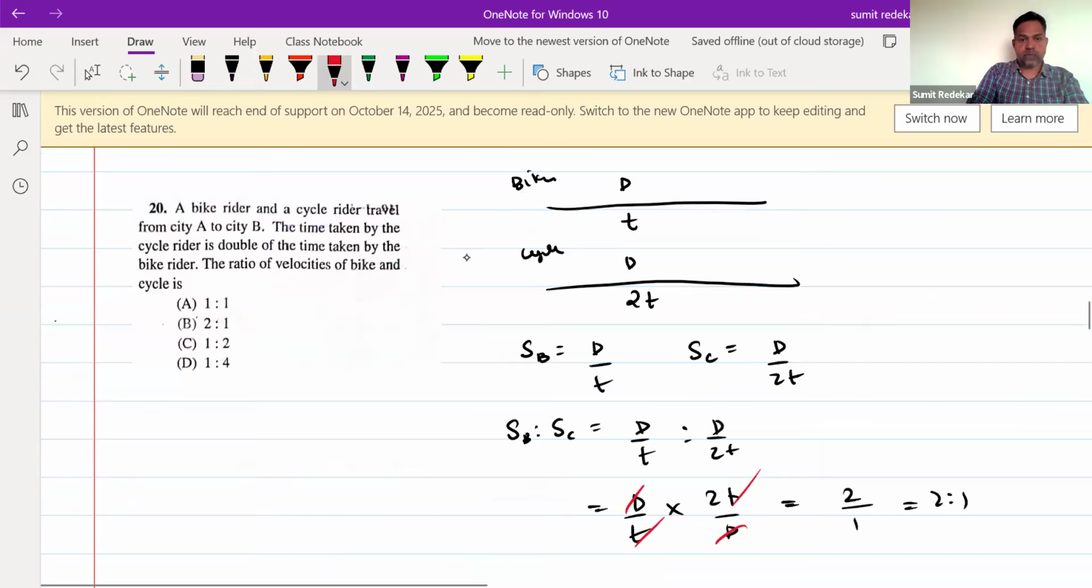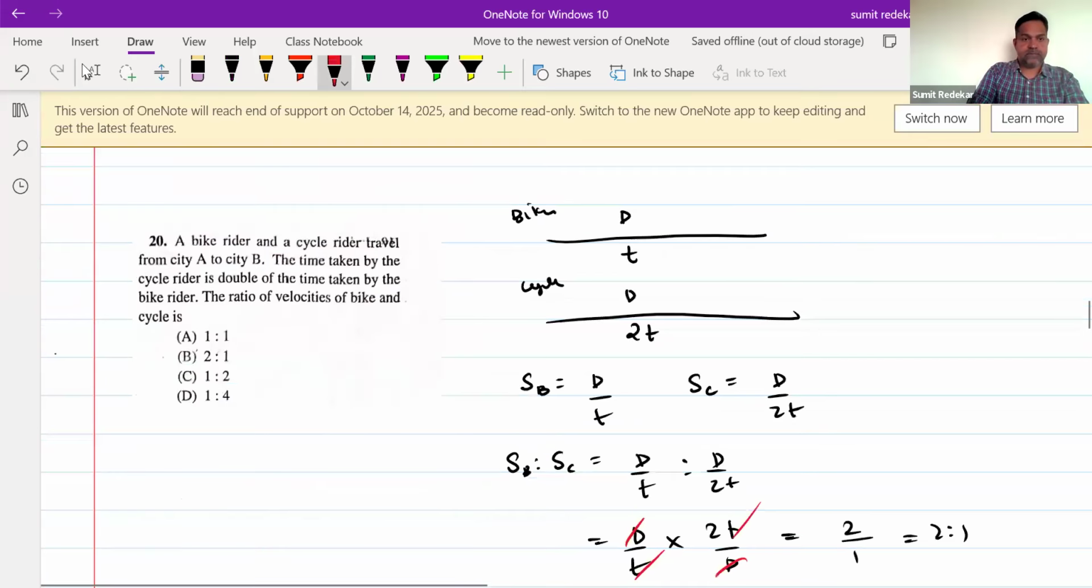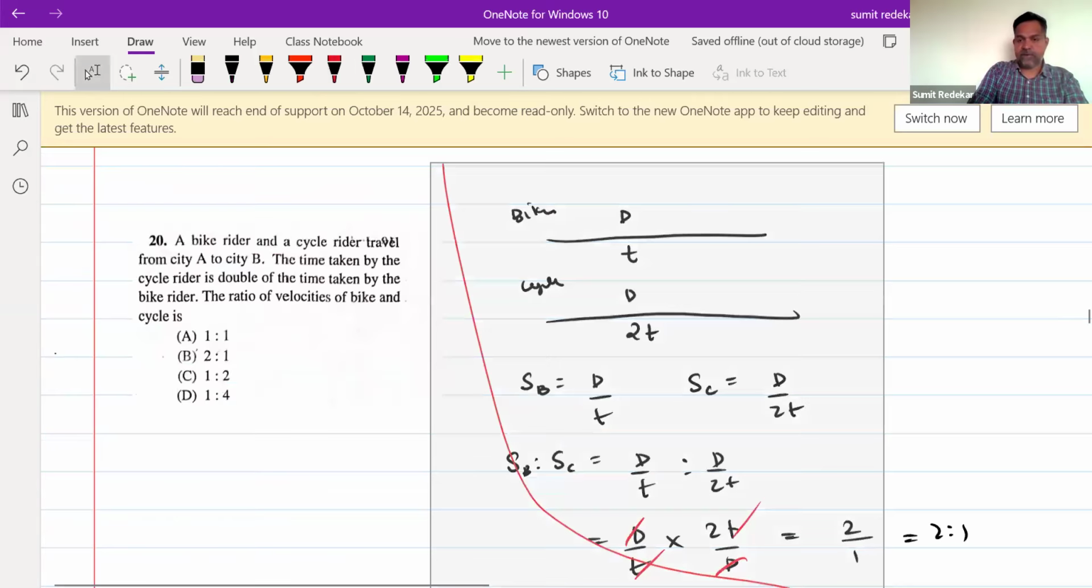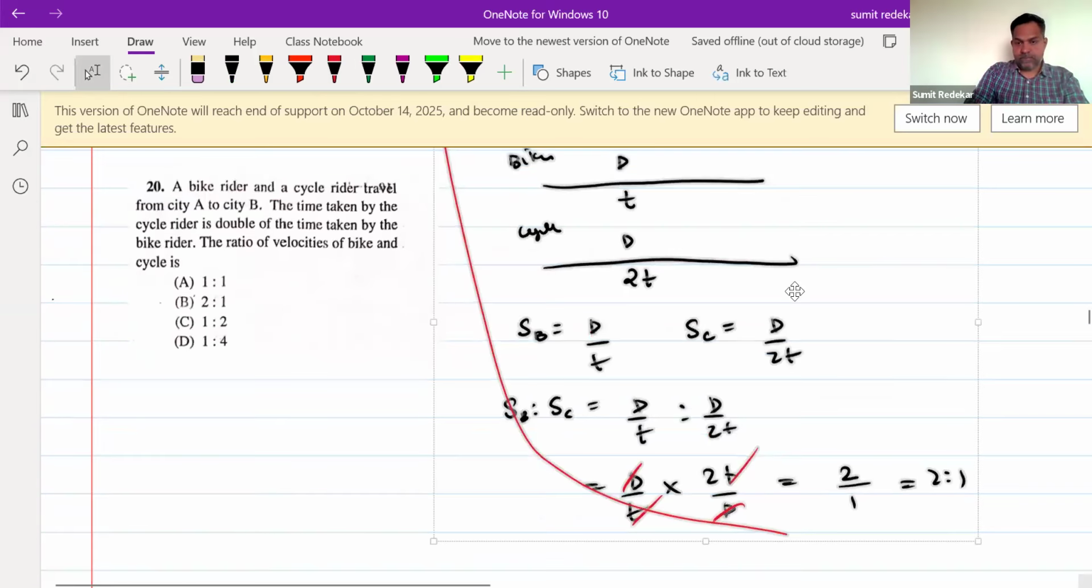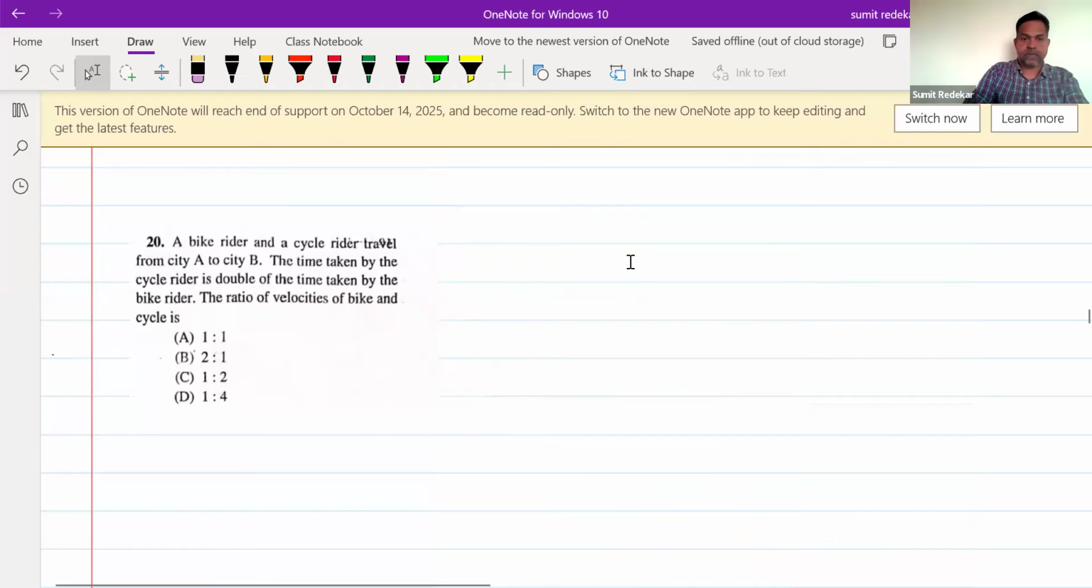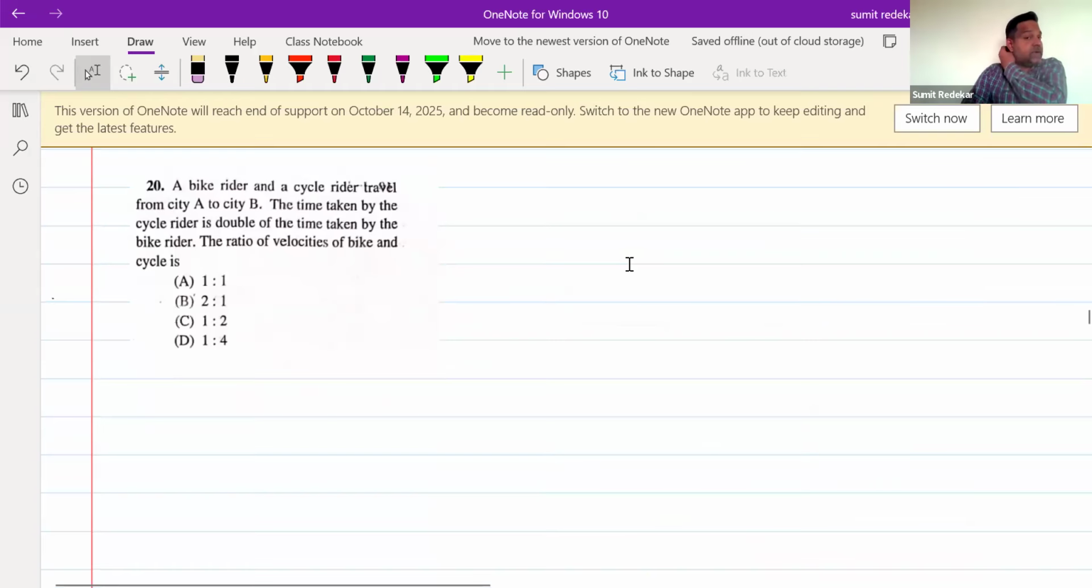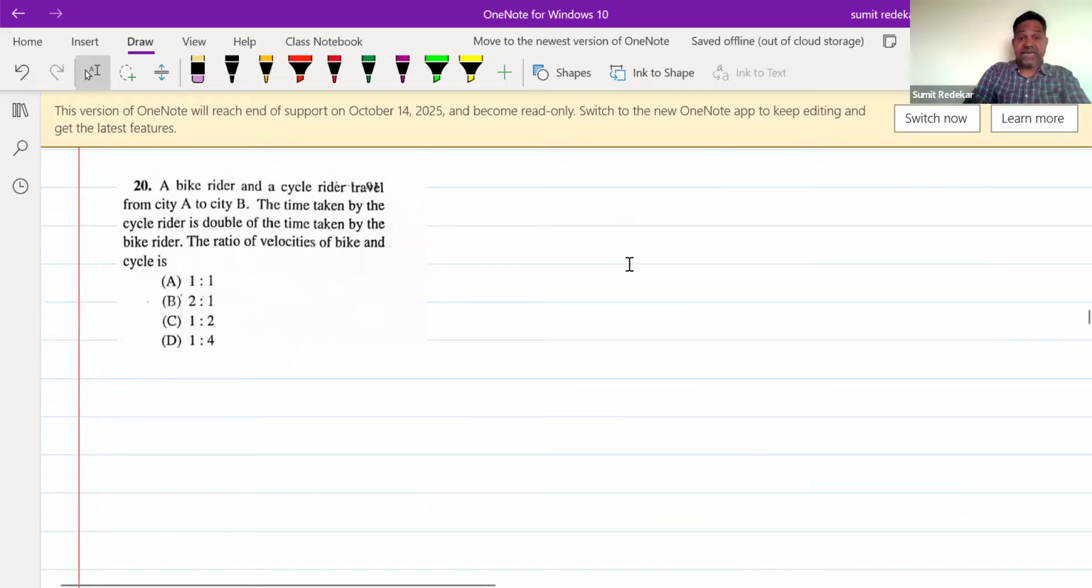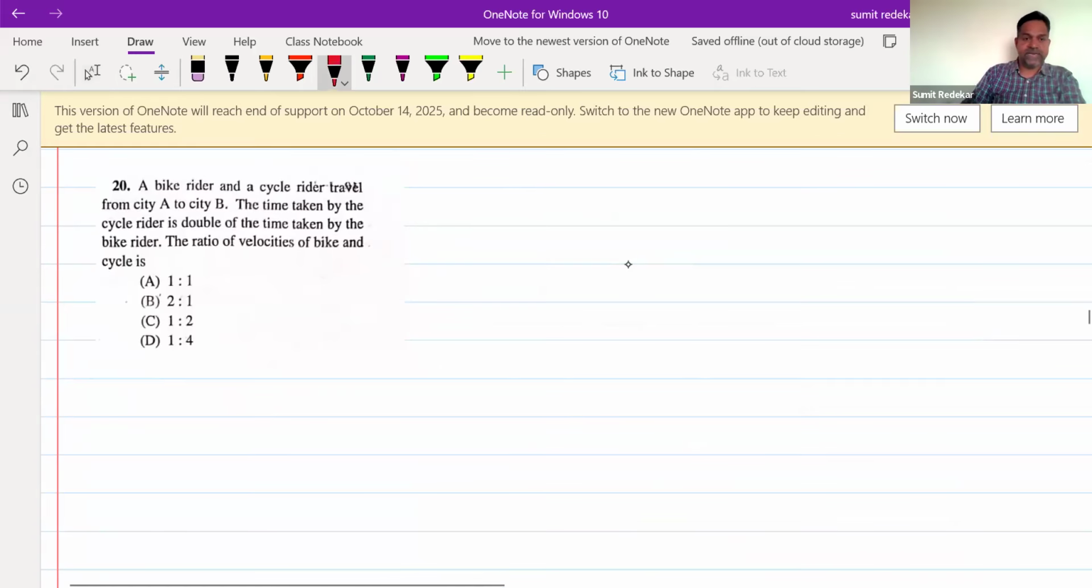Moving on to question number 30. Sorry, I had sent this to a student, so it was already there. Let me get rid of that. What does the question say? A bike rider and a cycle rider travel from city A to B. So one is a bike rider and one is a cycle rider. They travel from A to B.